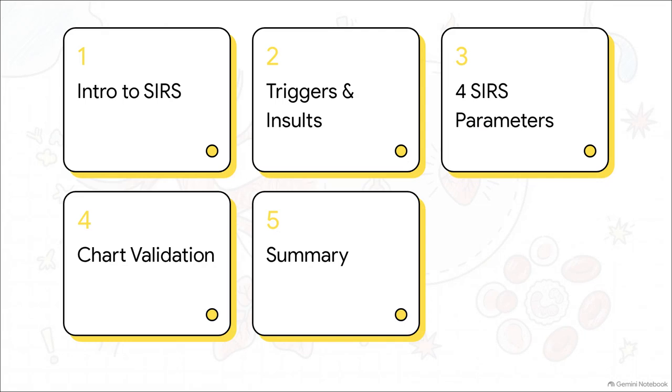Okay, let's dive into this. Today's roadmap covers an introduction to SIRS, the non-infectious triggers, those 4 crucial parameters, CSI, and chart validation, and we'll wrap up with a summary and some next tips.